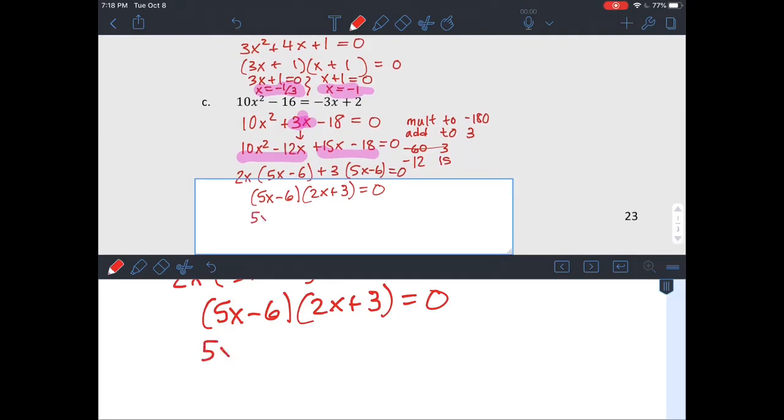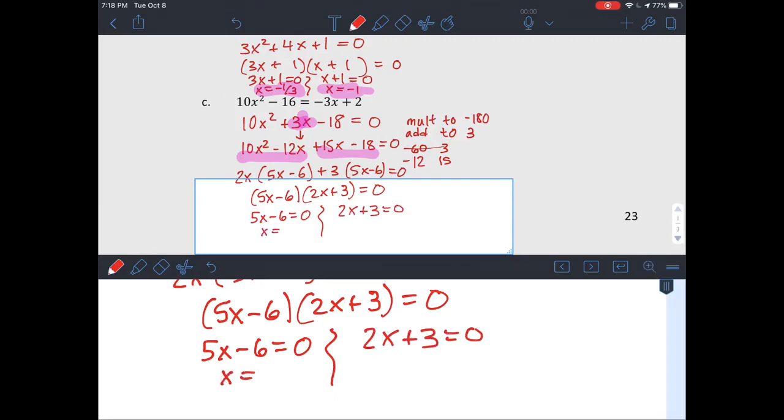So however you got there, whether it was guessing and checking or factoring by grouping, set each factor equal to 0 and see what values of x you come up with.